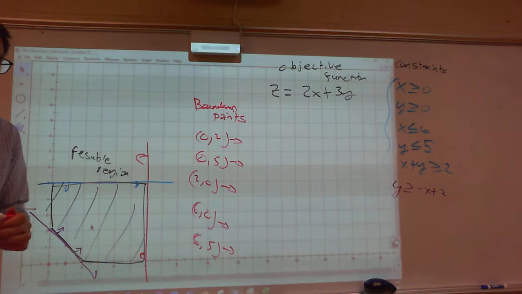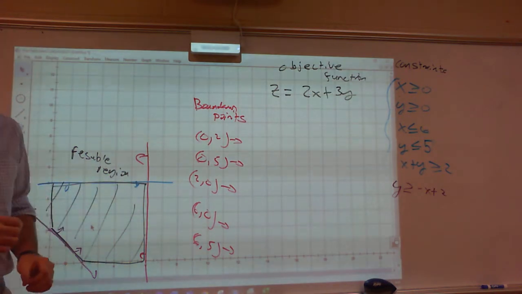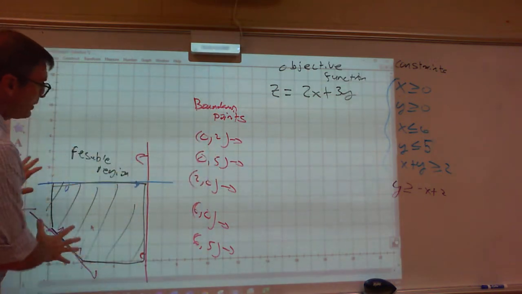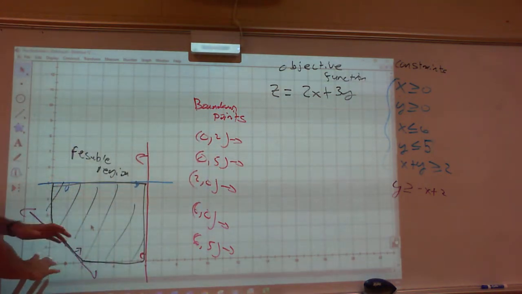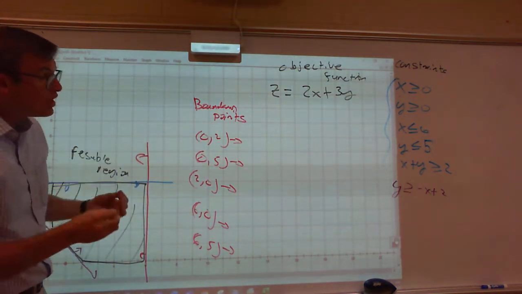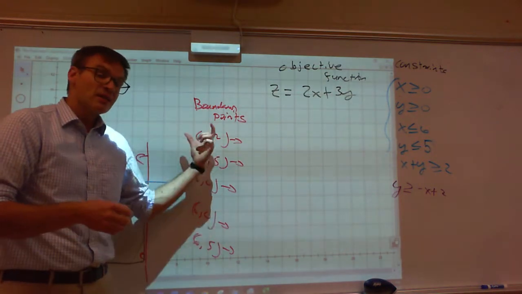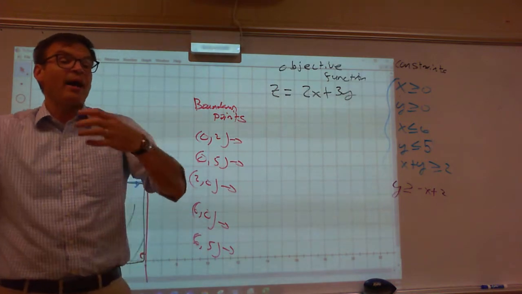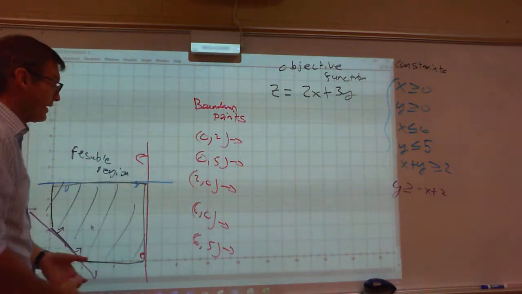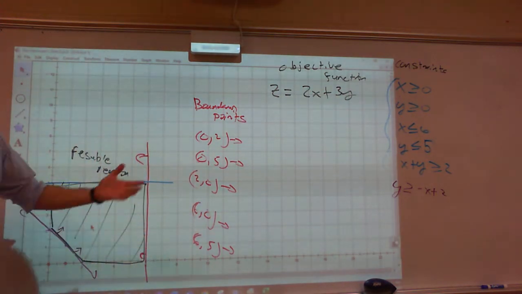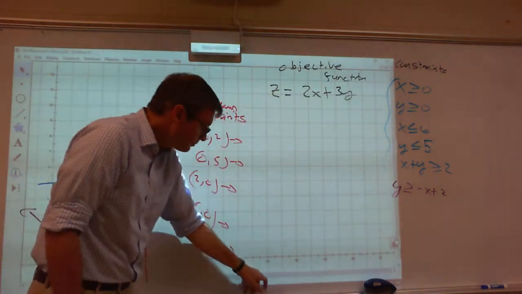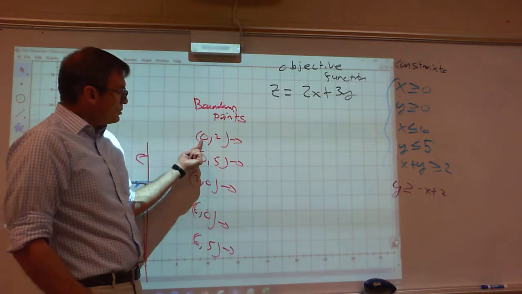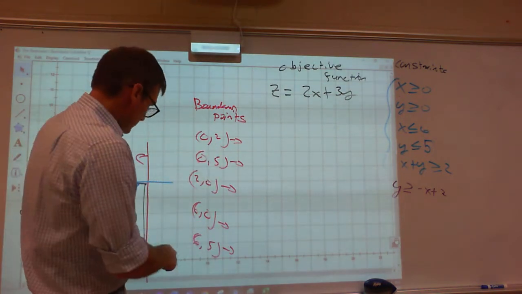And my claim is, instead of plugging in all of these points, because there are an infinite number of points, if I just plug in these boundary points, they're going to give me my extremes. They're going to give me my absolute max and absolute min had I plugged in everything. So, we're going to plug in. Is the last point (6, 5)? Yes, (6, 5).